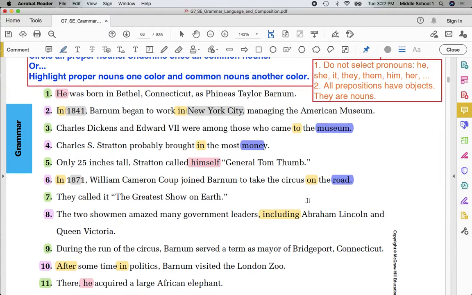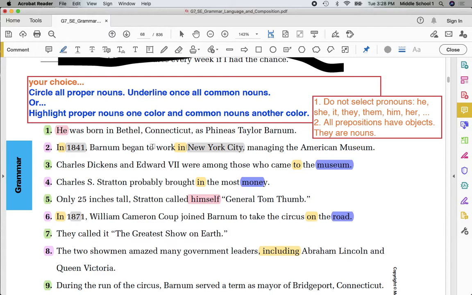Once again, your assignment for tomorrow is to identify the proper nouns and the common nouns, selecting your choice, one of these directions found in the red box on my screen. Be remembering, do not select pronouns, and that if you have a preposition, there will be an object, and the object is going to be a noun. You are doing that for the green colored items that I've circled. Those numbers 1, 3, 5, 7, 9, 11, 13, and 15 you've circled on your paper.